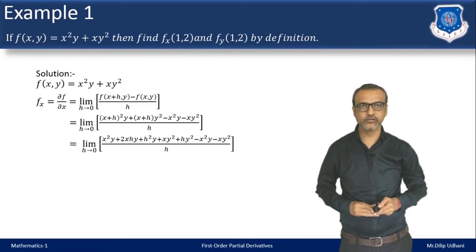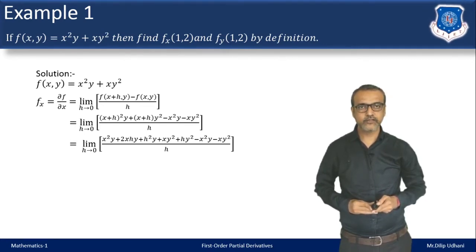On x plus h the whole square, we will apply the formula of a plus b the whole square, that is a square plus 2ab plus b square, right? So x plus h the whole square will be x square plus 2xh plus h square. Now multiplying this result by y, we have x square y plus 2xhy plus h square y. Then we have to multiply x plus h by y square, so it will be x into y square plus h into y square. Then minus x square y and minus x y square will be as it is, and divided by h.